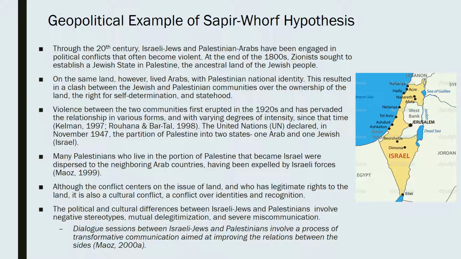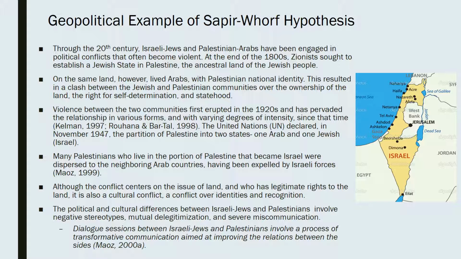Violence between the two communities first erupted in the 1920s and has pervaded the relationship in various forms and varying degrees of intensity since that time. In 1947, the United Nations declared a partition of Palestine into two states, one Arab and one Jewish, which became known as Israel. Many Palestinians who lived in the portion of Palestine that became Israel were dispersed to neighboring Arab countries, having been expelled by the Israeli forces.